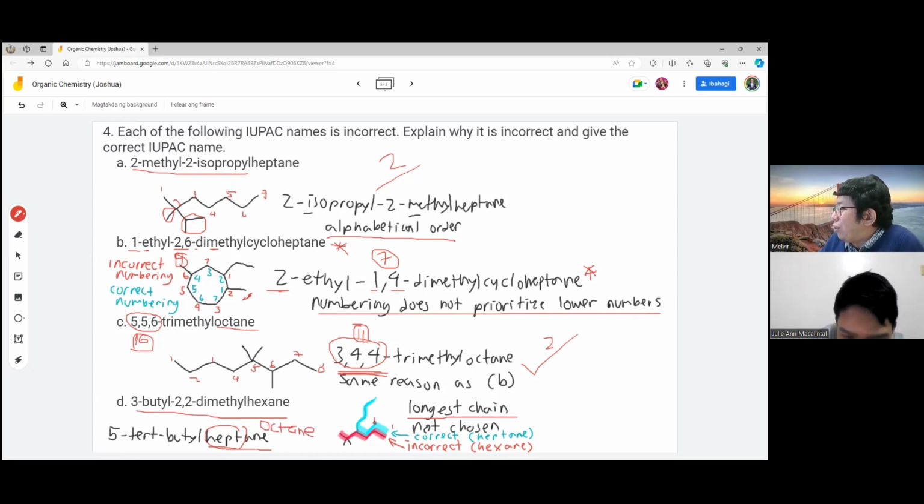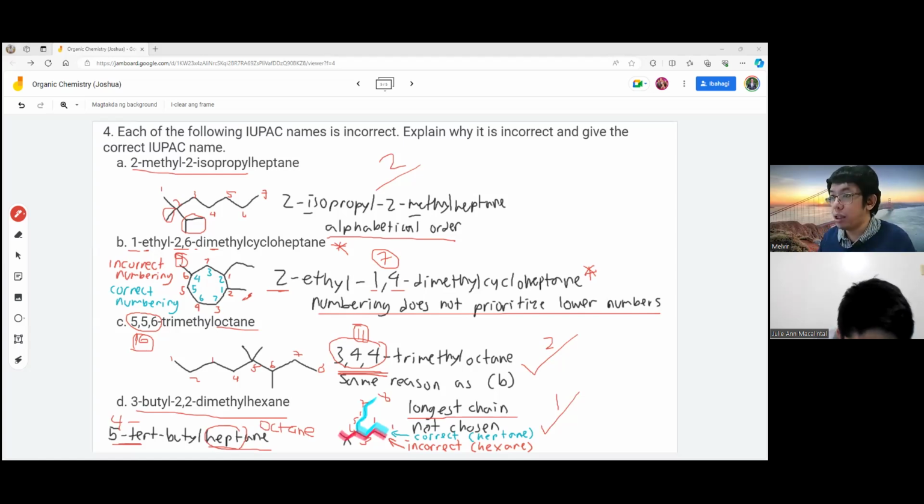There, 1, 2, 3, 4, and at carbon 4, 5, 6, 7, 8. Your numbering is also wrong, number 5. So, you started from the other side, 1, 2, 3, 4, 5. So, the answer should be 4-tert-butyloctane. So I'll just give you 1 point here. So far, you have 5 points over 6. So we still have 2 points left. 5 over 6.